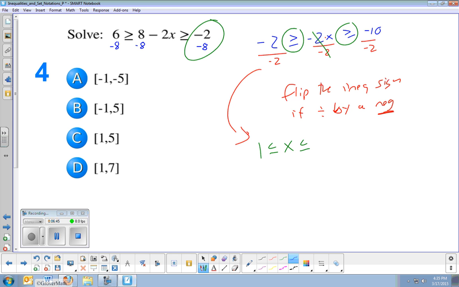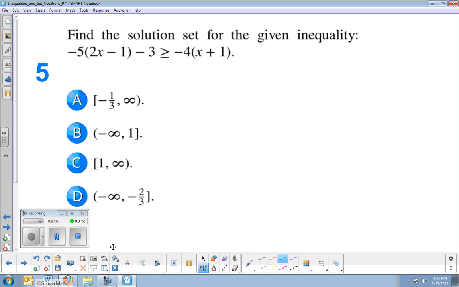So negative 10 divided by negative 2 is positive 5. And I see that I'm going from 1 to 5. So I know it's going to be 1 comma 5. The question is parentheses, brackets, or a little bit of both, and the greater than or equal to bar, less than or equal to bars, but the equal to bar tells me it's going to be brackets. So that's why my answer is choice C here. Let's do one more. Number 5.